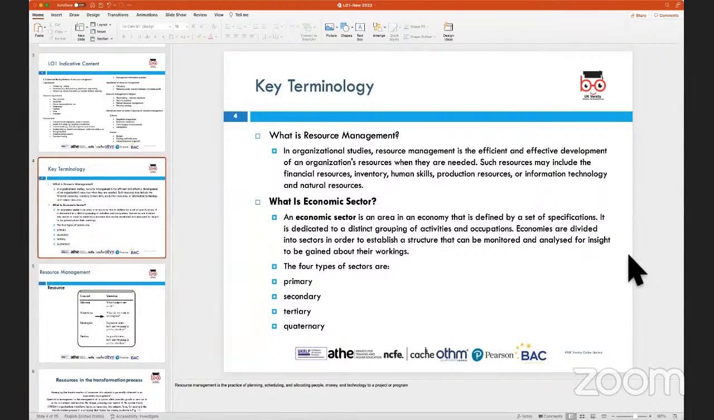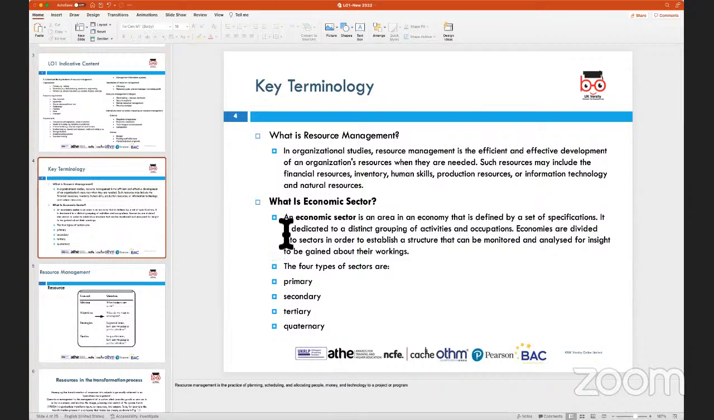And depending on what kind of sector the business is in, they would look at those resources which would help them complete those jobs or achieve those goals and objectives which are set by the management.